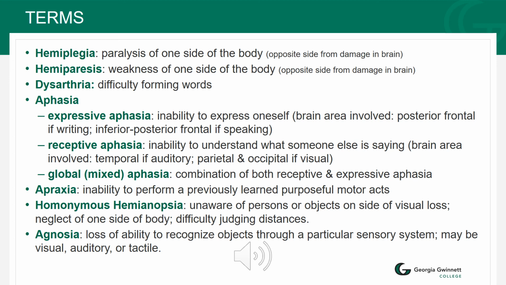Homonymous hemianopsia is when the client is unable to see or is unaware of persons or objects on the side of their visual loss. This means they can't even see that side of their body. They have difficulty judging distances, and they neglect that one side of the body. Agnosia is loss of ability to recognize objects through a particular sensory system. So it could be visual, could be auditory, or it could be tactile.